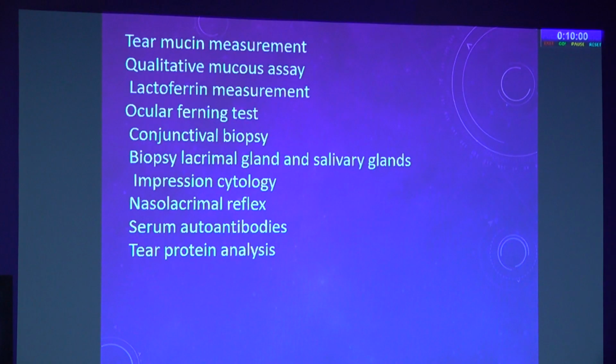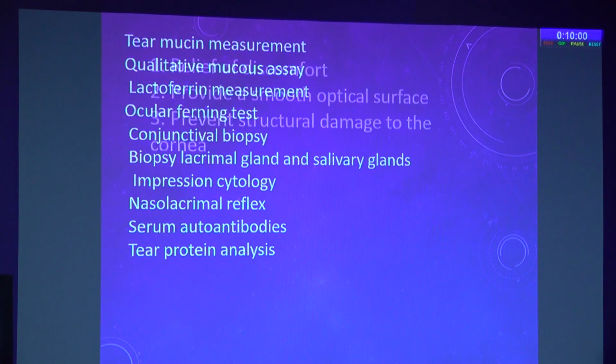And other tests are tear mucin, qualitative mucus assay, lactoferrin measurement, Ferning test, conjunctival biopsy, lacrimal and salivary gland biopsy. Lots of tests: impression cytology, nasolacrimal reflex, antibodies, and tear protein.